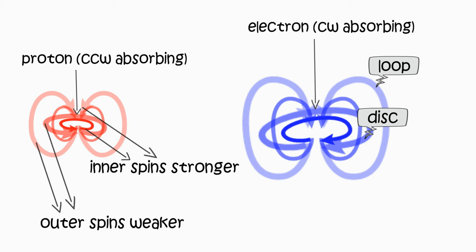Proton's trajectory configuration is counterclockwise-down or clockwise-up. Proton's absorbing side is counterclockwise. Electron's trajectory configuration is counterclockwise-up or clockwise-down. Electron's absorbing side is clockwise.